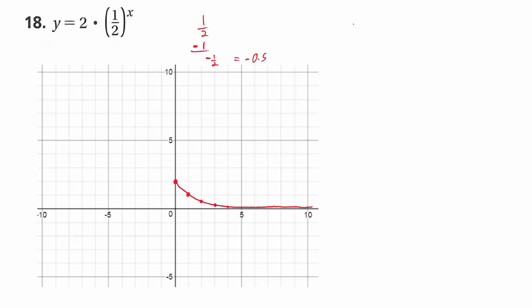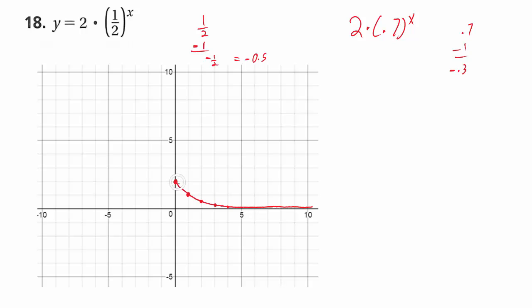So for instance, if it was 2 times 0.7 to the x, this is not a 70% decrease. If you take 0.7 minus 1, you get negative 0.3. That would be a negative 30% change, okay?